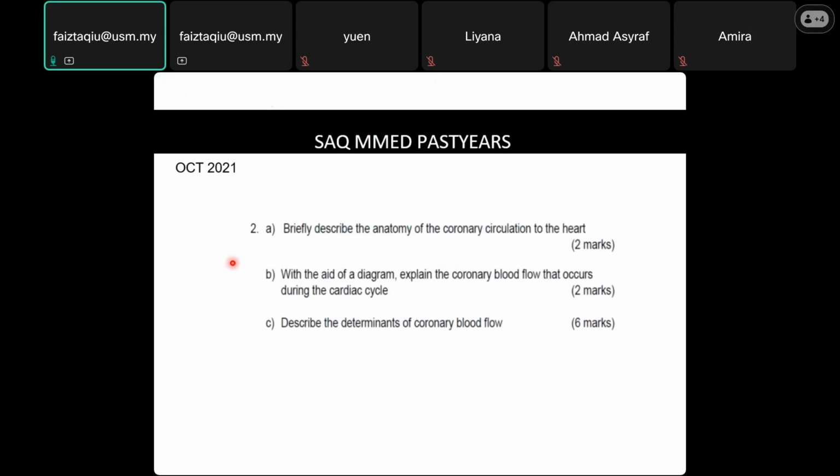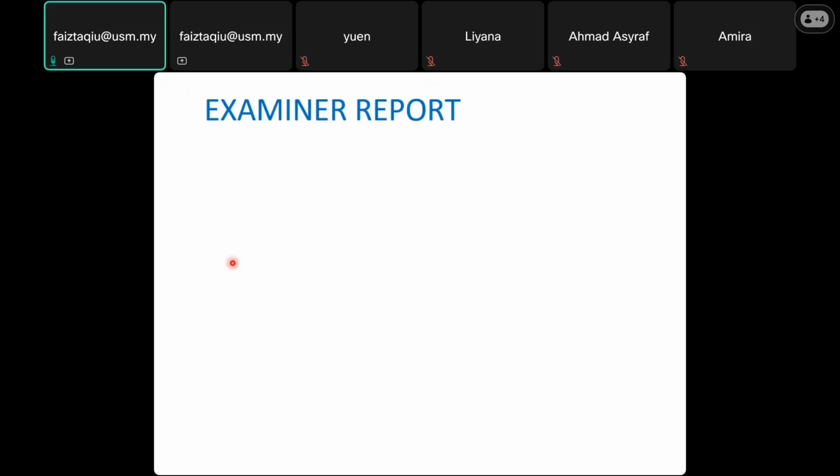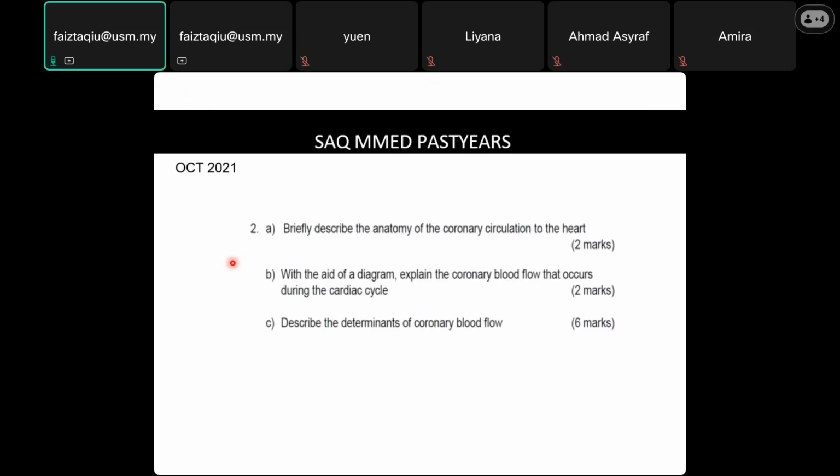A, briefly describe the anatomy of the coronary circulation to the heart, 2 marks. B, with the aid of a diagram, explain the coronary blood flow that occurs during the cardiac cycle. C, describe the determinants of coronary blood flow. Simple questions. Easy, right?